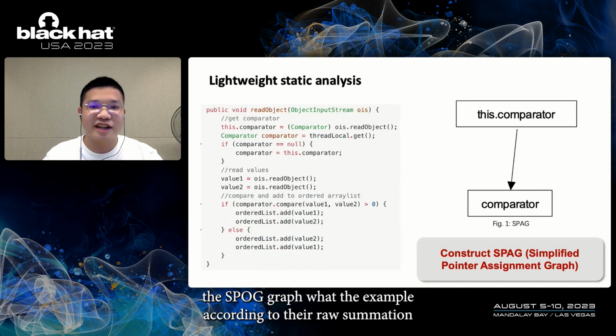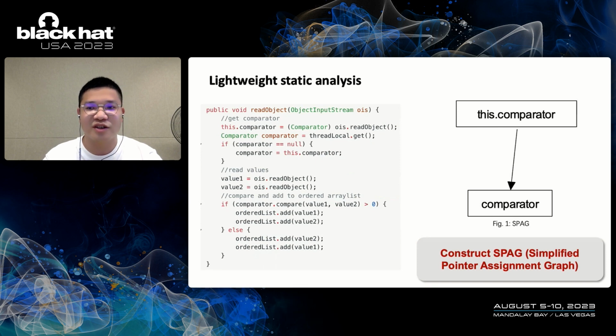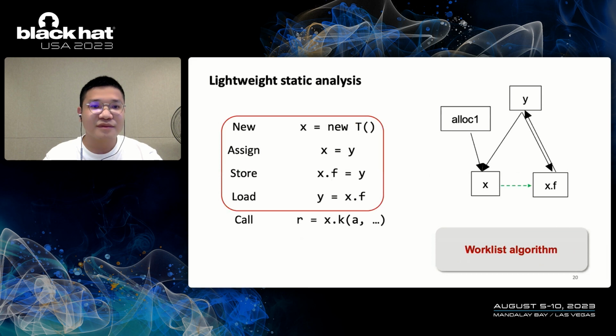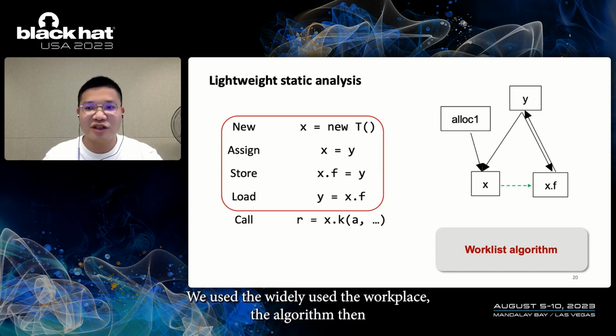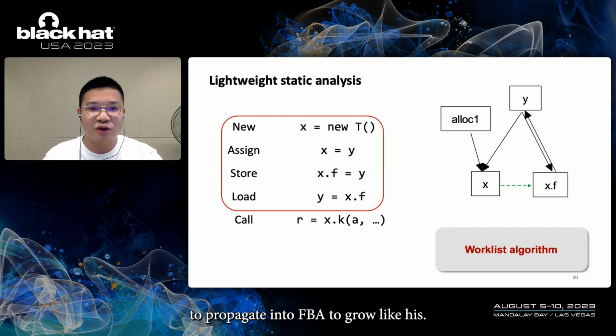Let's generate the SPAG graph for this example according to the rules mentioned above. The SPAG graph for this example is shown in Figure 1. Next, we perform taint propagation on the SPAG graph. We use the widely used worklist algorithm to propagate taint in the SPAG graph.